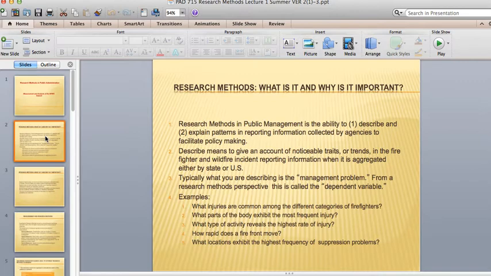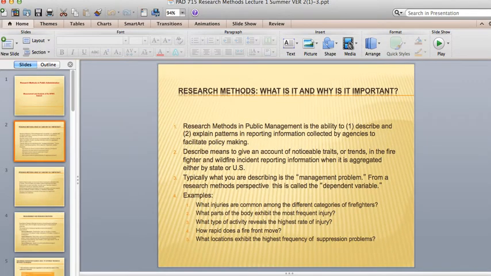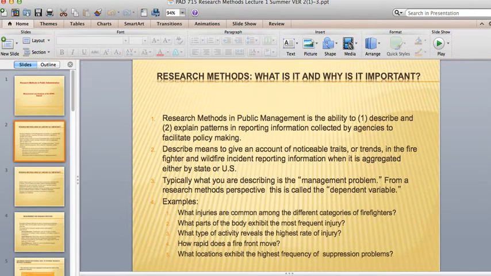I indicated during our first class session that research methods in public management settings really focuses on the ability to describe and explain patterns in reporting information that are collected by agencies. I noted that the primary reason why we collect information in agencies is for record keeping because of state statutes, certain local ordinances that we need to follow.